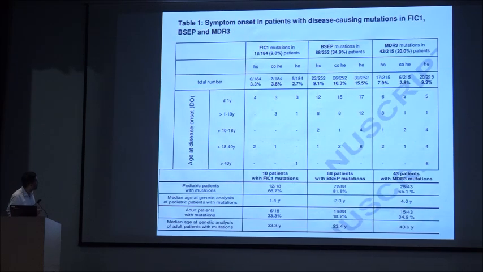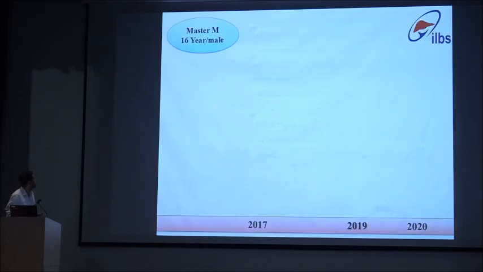So this is the same thing which has been shown in the most recent study, the largest study of around 140 patients, that around 5% of FIC1, around 10% of BSEP, and more than 10%, 15 to 20%, of MDR3 will have their first symptom or disease onset beyond 18 years of life. So I'll just show a typical case of how we miss these diagnoses.